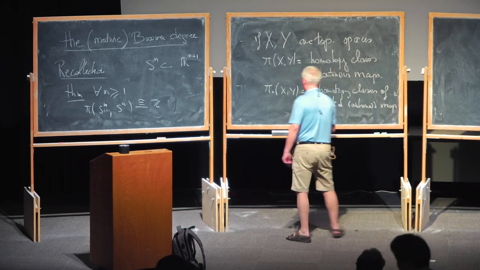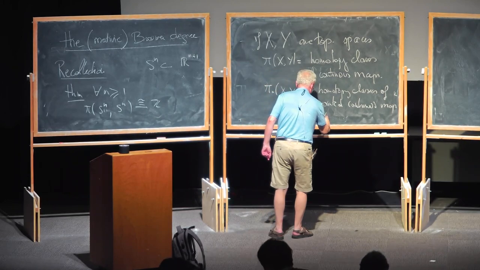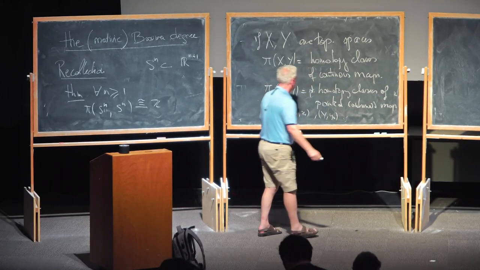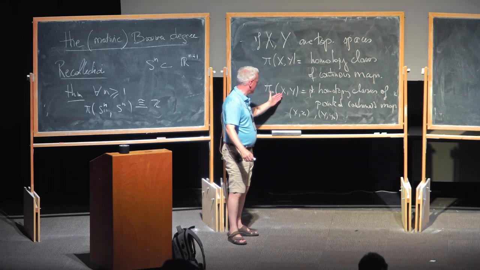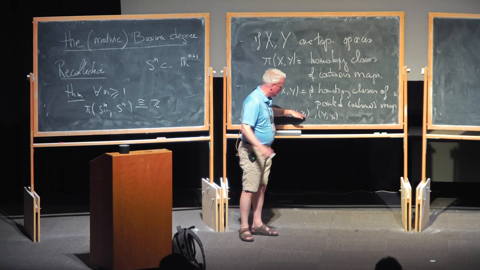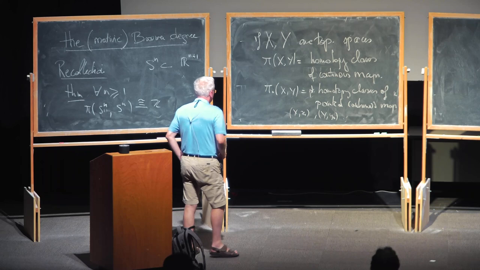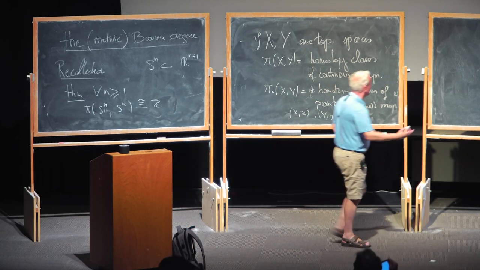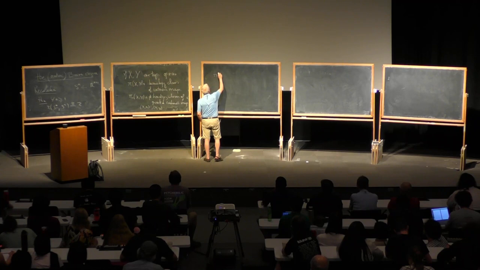So here I assume that X has a base point and Y as well, which is fixed. And the difference is that the homotopy here, which are continuous maps from X cross [0,1] to Y, should preserve the base point. So the homotopy should not move the base point at all. Okay? It's well known.